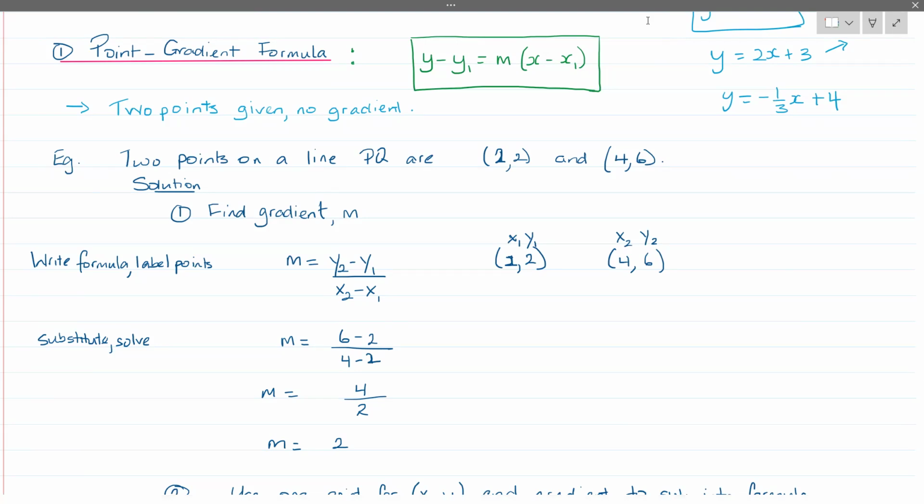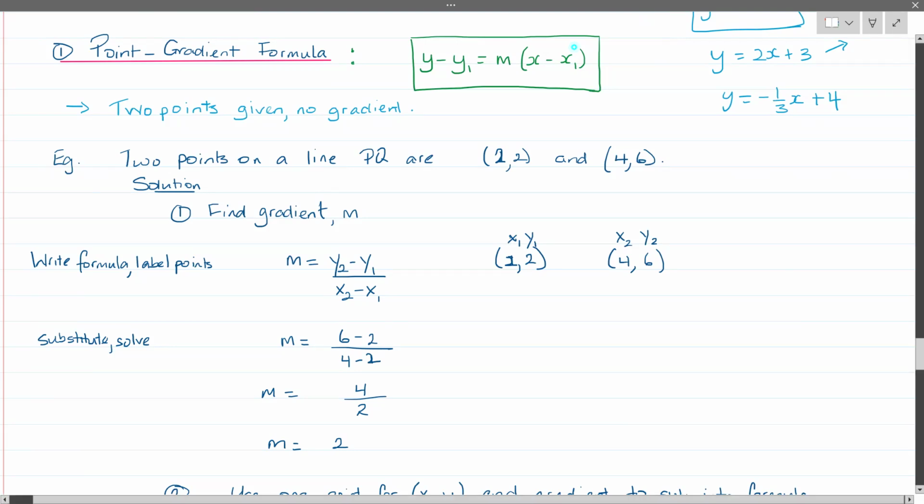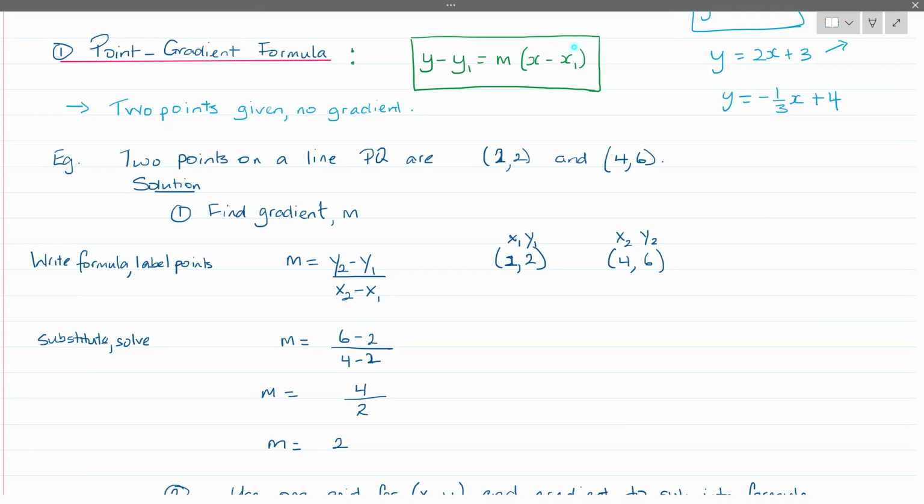So, point gradient formula. Let's say you're given 2 points and you have no gradient. They never tell you what the gradient is. For example, 2 points on a line PQ are (2, 2) and (4, 6). We want to write the equation of the line. I don't have a gradient, so the first thing I need to do is find my gradient.